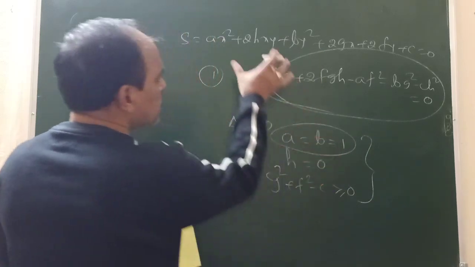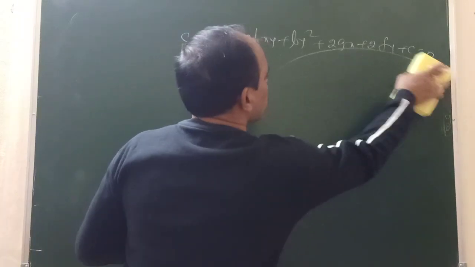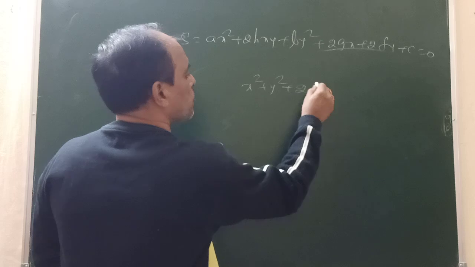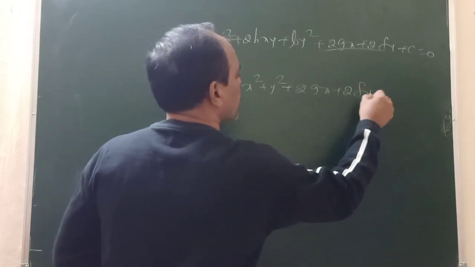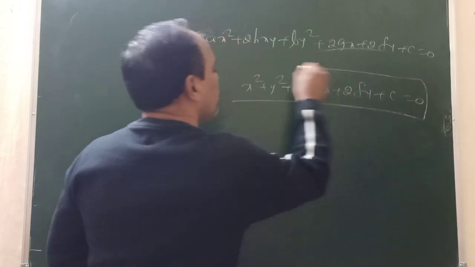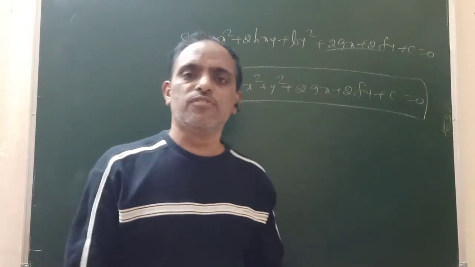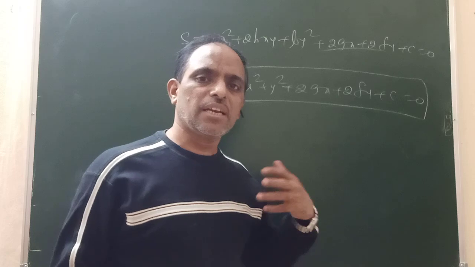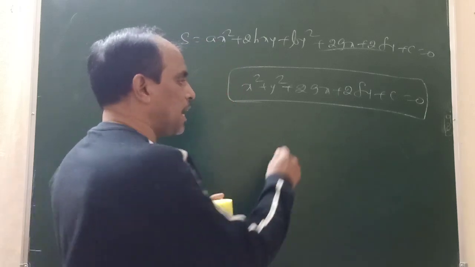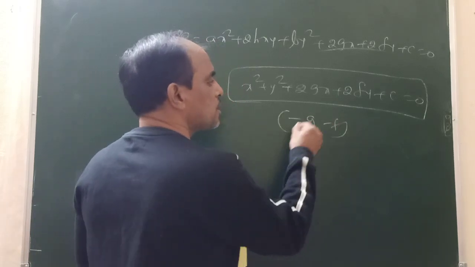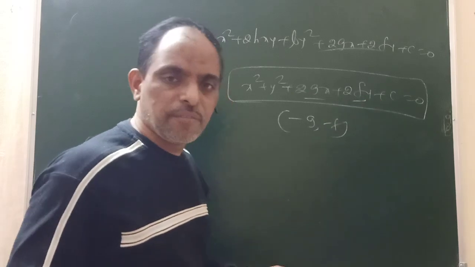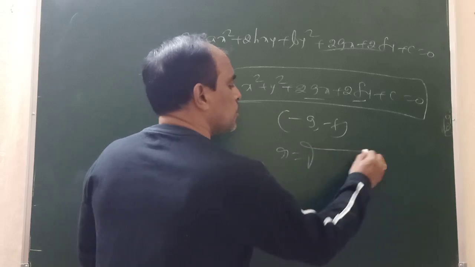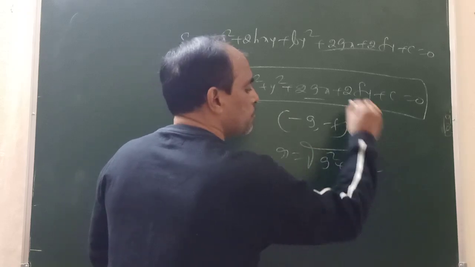By substituting these values in this equation, you will get x square plus y square plus 2gx plus 2fy plus c is equal to 0, which is called the standard form or general form of the equation of a circle. The general form of the circle has its center at minus g comma minus f, half of the coefficient of x and y with the signs changed. And what about the radius? Root of g square plus f square minus c.